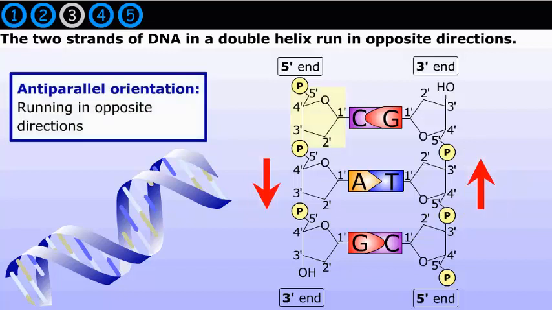The carbon atoms in the deoxyribose sugar are carbon 1 to carbon 5. A phosphate group is bonded to the number 5 carbon, known as the 5' carbon, and another phosphate group is bonded to the number 3 carbon, the 3' carbon.